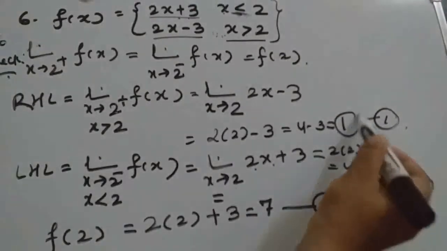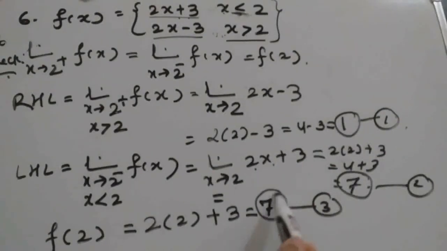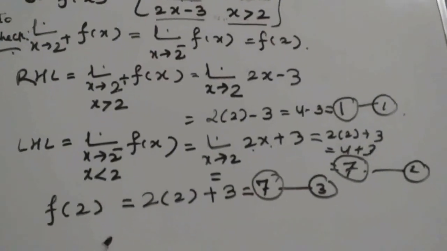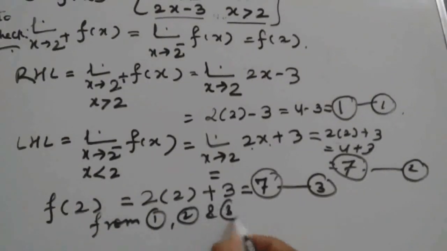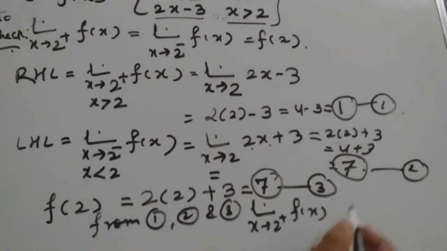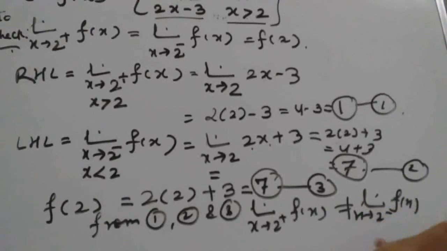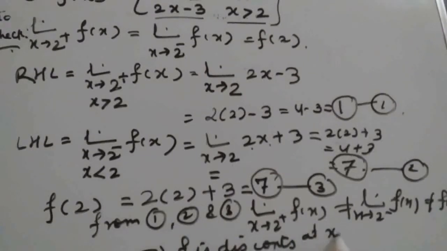So what you can observe here, the function is discontinuous, isn't it? So we will write here from 1, 2 and 3, limit x tends to 2 plus f of x is not equal to limit x tends to 2 minus f of x is not equal to f of 2. Okay, therefore the function is discontinuous at x equal to 2. Or else what you can write, the function is continuous at every point except 2.